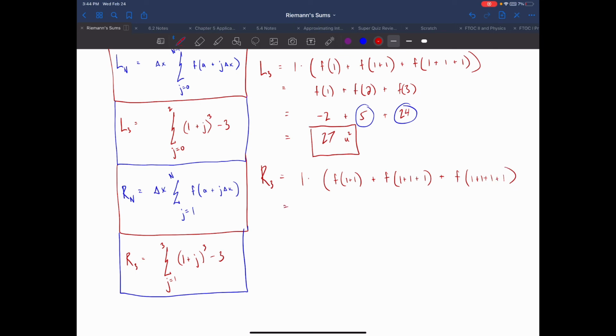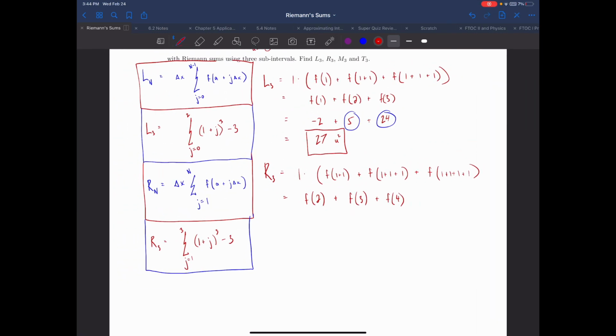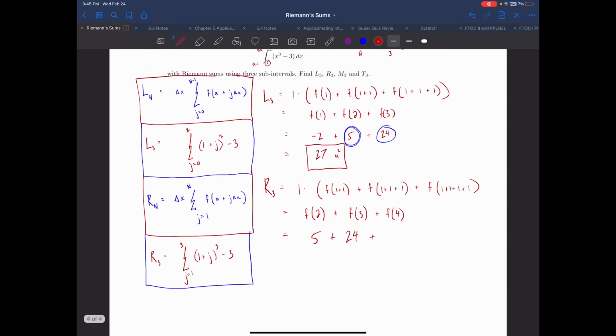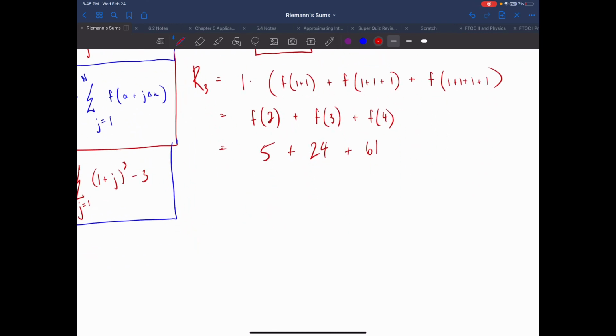I know it seems ridiculous to write ones, but it's to show you that I'm indexing that using the delta x. So this is f of 2 plus f of 3 plus f of 4. With these, there's a lot of reusing of your work. Above here, we can see this 5 is circled because 5 is f of 2, and f of 3 is 24. F of 4 would be 4 cubed minus 3, which is 61. And we add those together and we get a value of 90 units squared.